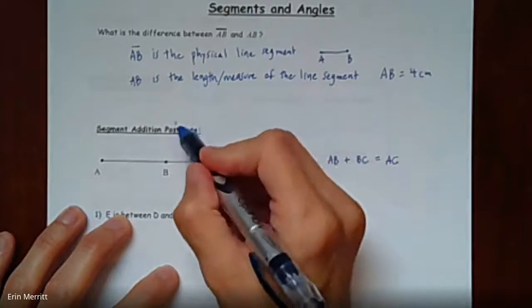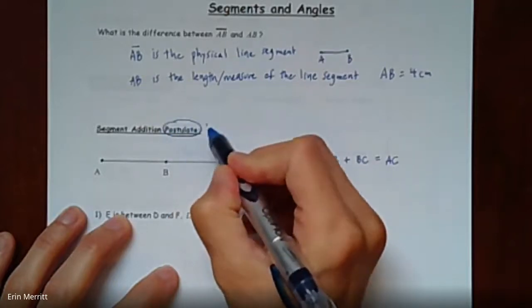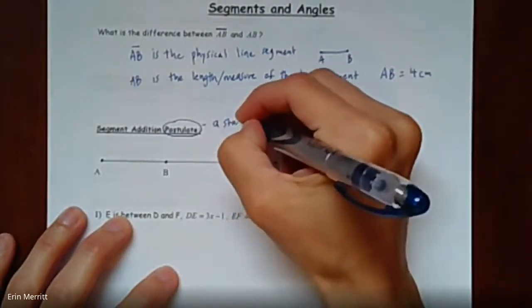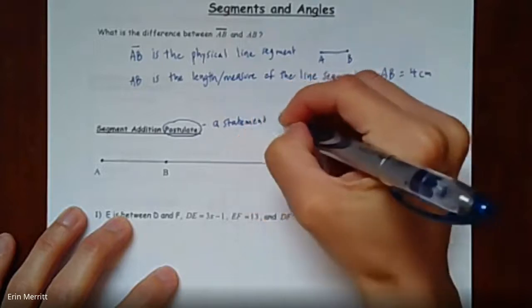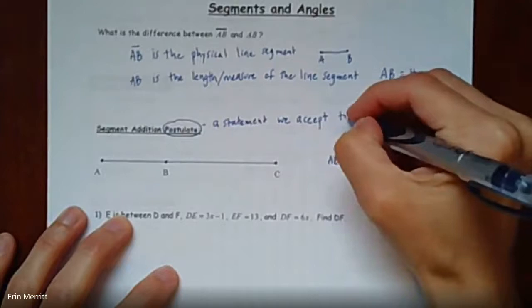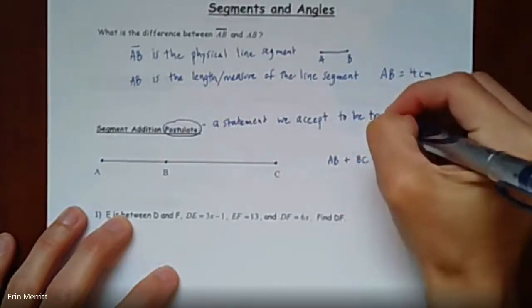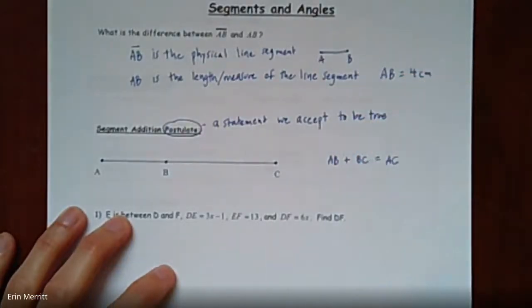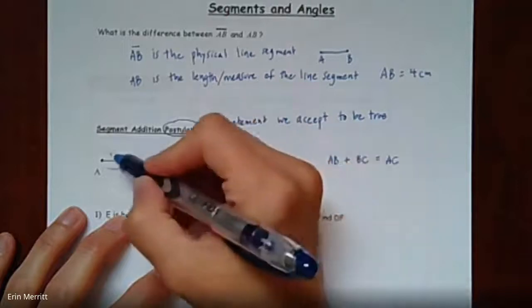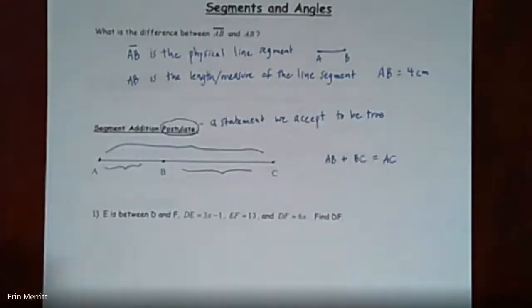Why it's called a postulate: you're going to see that word pop up every now and again. It just means it's a statement that we accept to be true. Meaning it's basic enough that we don't have to prove it. We can just all agree that, yeah, that makes sense. If I add this little piece and this little piece together, I should get the whole darn thing. Easy. So that's referred to as the segment addition postulate.